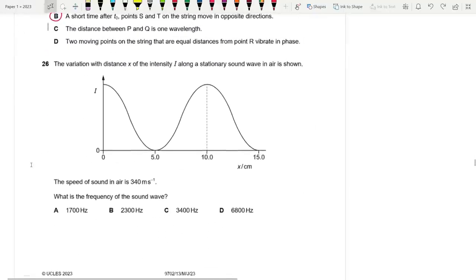Number 26 now, the variation with distance x of the intensity along a stationary sound wave in air is shown. The speed of sound is 340 meters per second. What is the frequency of the sound wave? Okay, so let's go for this. Just give me 1 second. What is the frequency of the sound wave? Fine. So this is highest intensity.